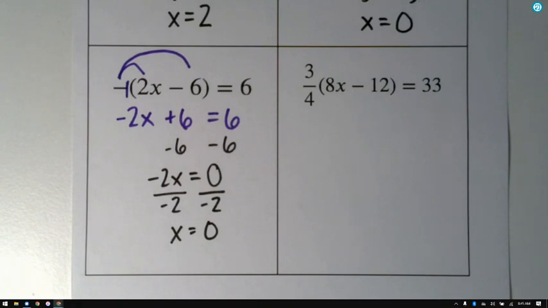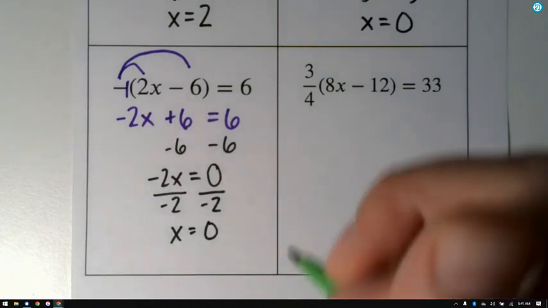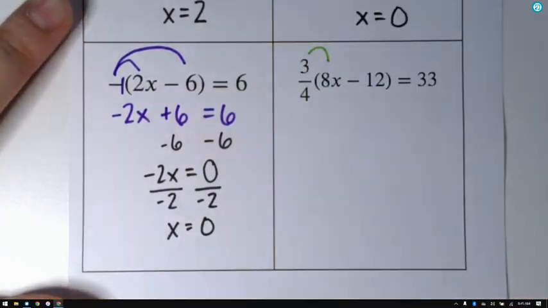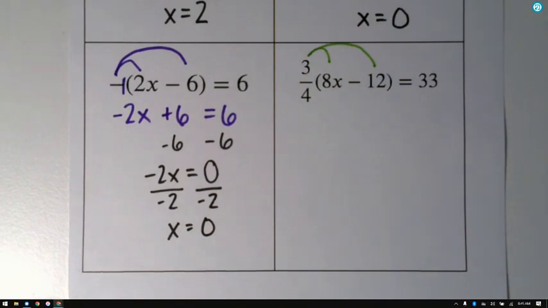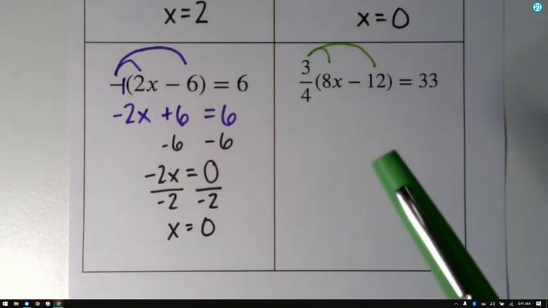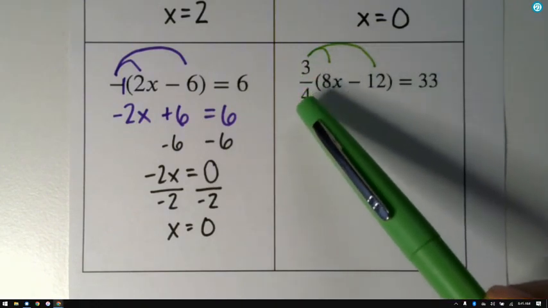Hey, last thing, or last one, 3/4 of 8x minus 12 equals 33. For this one, this is exactly what you guys were distributing at the boards. That's why we had you do them at the boards first. We're going to do this 3/4 times 8x. We're going to do this 3/4 times negative 12. We could use our calculators. So if you're going to use your calculator, I'm sure you figured it out while you were at the boards, you would do 3 divided by 4 times 8.